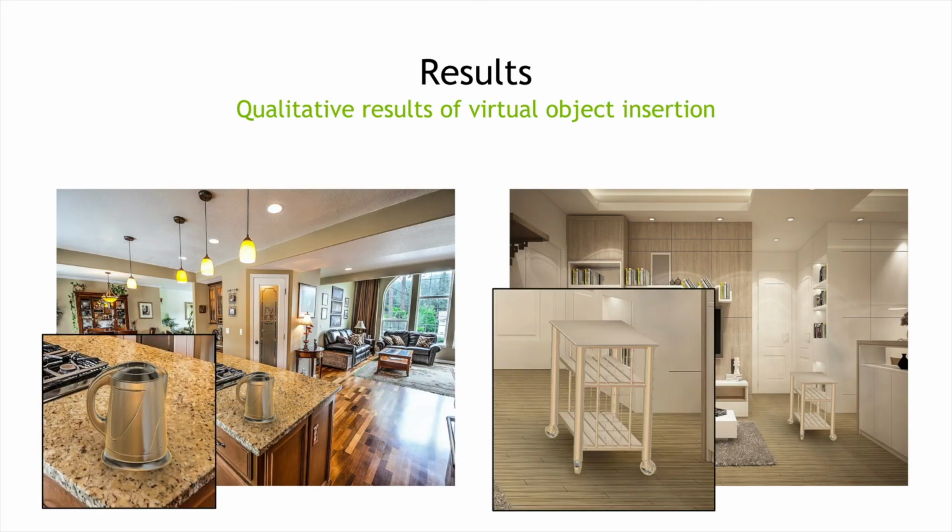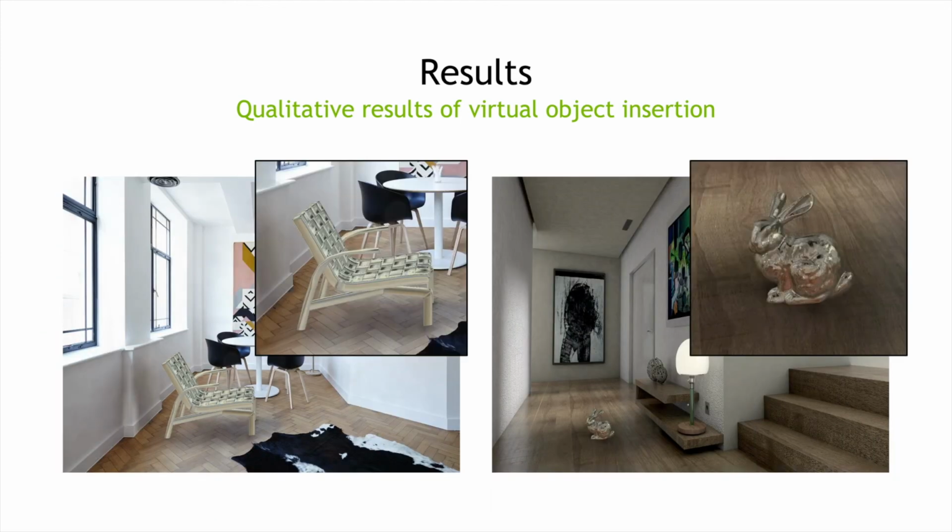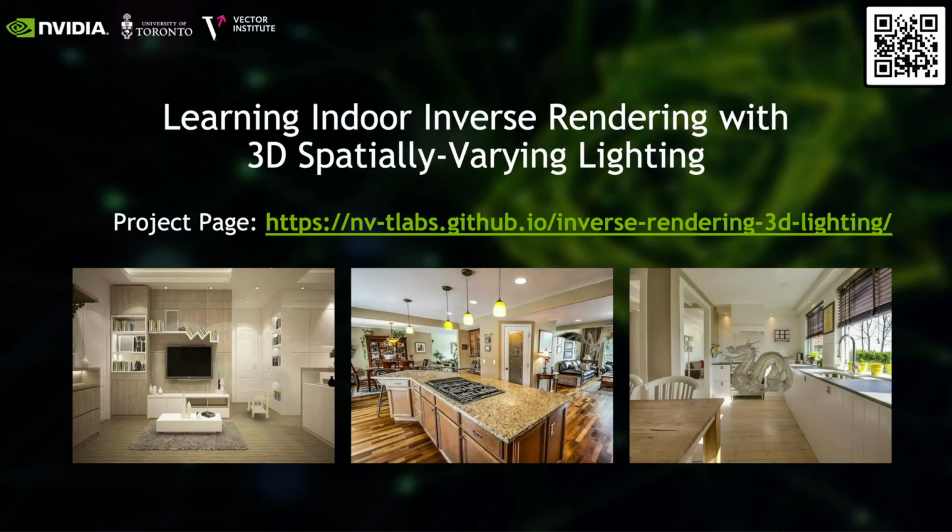Finally, we show more image editing results of inserting synthetic objects into real-world images. Our model generalizes well to real-world images and consistently produces realistic appearance and shadows. In conclusion, we proposed a holistic inverse rendering framework with 3D spatially varying lighting that efficiently disentangles complex lighting effects. Our method outperforms prior works and benefits downstream applications.